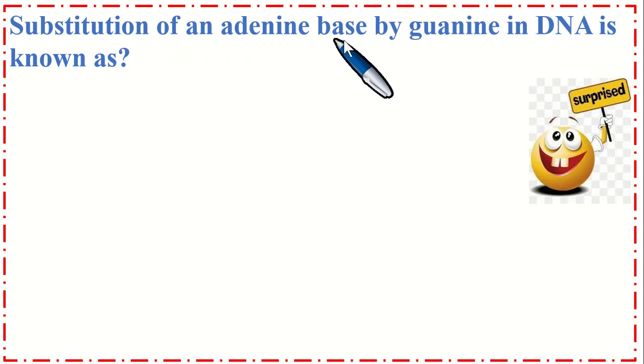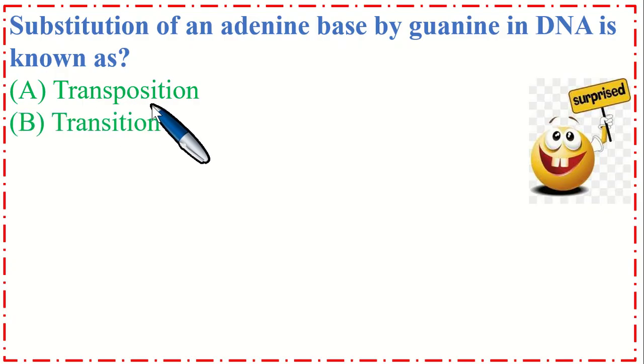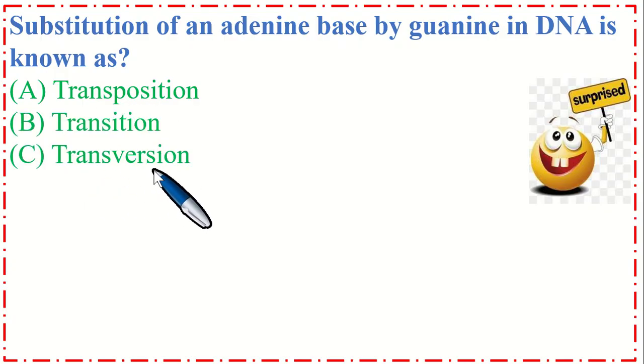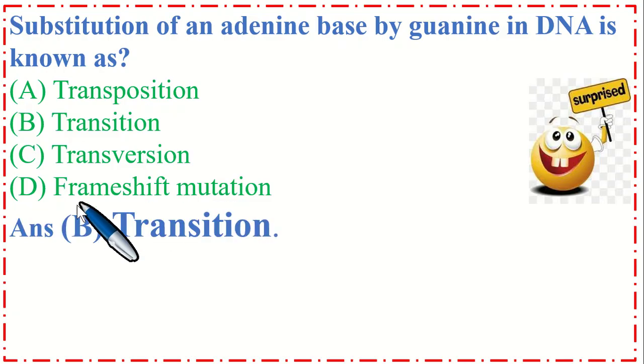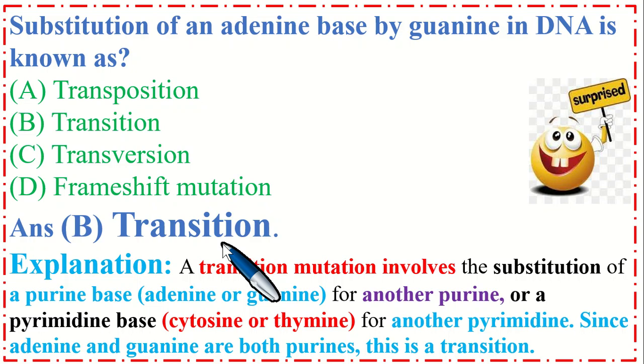Substitution of an adenine base by guanine in DNA is known as option A, transposition, B, transition, C, transversion, and option D, frameshift mutation. So the correct option is B, transition. A transition mutation involves the substitution of a purine base, adenine or guanine, for another purine, or of a pyrimidine base, cytosine or thymine, for another pyrimidine. Since adenine and guanine are both purines, this is a transition.